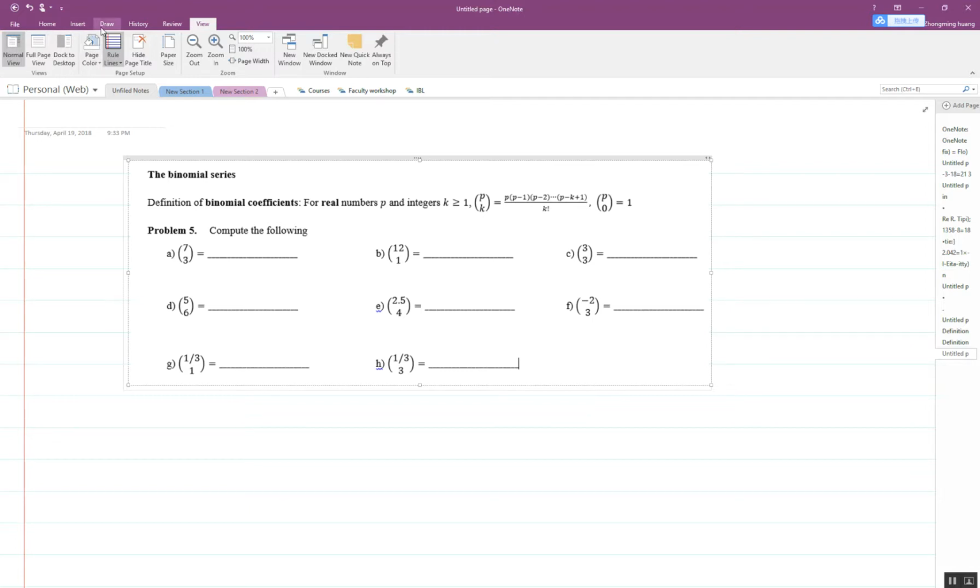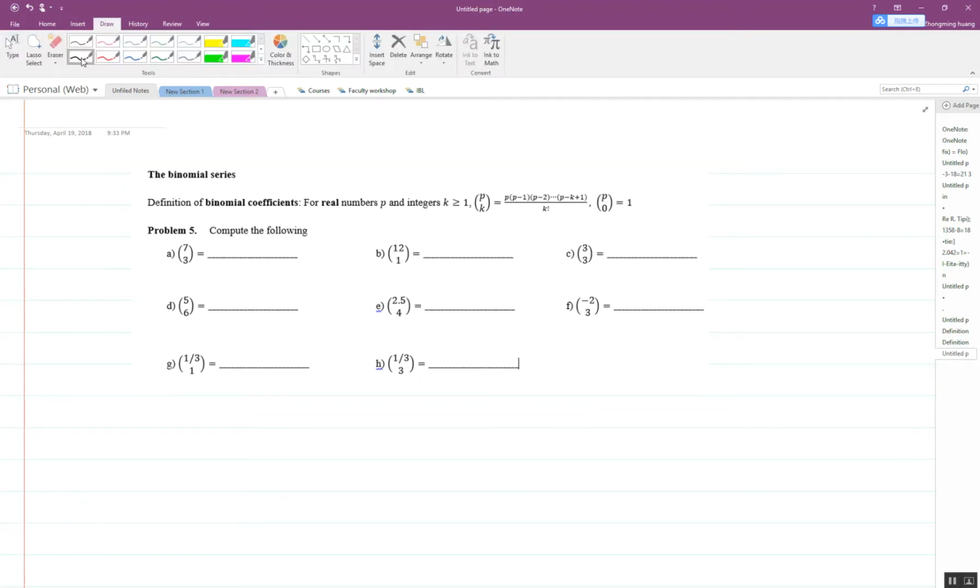Okay, let's begin with 7 choose 3. Now according to the definition, it will be 7, which is your p, right? 7, and then the next one will be 6, and the next one will be 5. And when do you stop? You're going to stop at 7 minus 3 plus 1. That's what it says, p minus k plus 1. In this case, that means 5. So when you see 5, you stop.